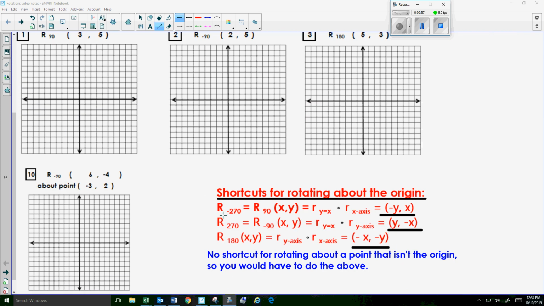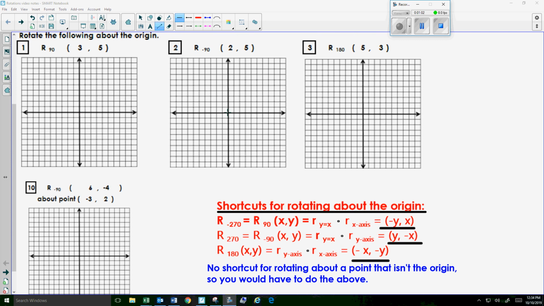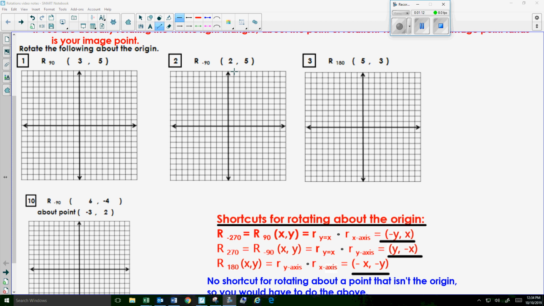Down here, I have shortcuts for rotating about the origin. So if it is the origin, which you will have on your quiz, test, and DCAS, here are shortcuts that you can recall. So for recall, look at this. This is 0 degrees, 90 degrees, 180 degrees, 270 degrees, and 360 degrees. Of course, that's the positive direction. Remember, counterclockwise is positive degrees. I could also go 0, negative 90, negative 180, negative 270, and negative 360. If I went clockwise, that'd be negative degrees.